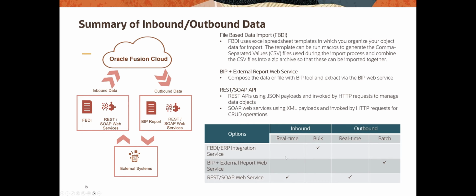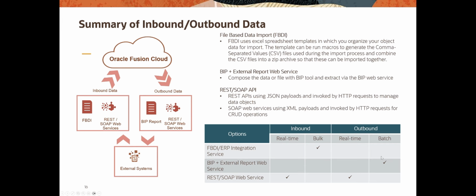Let's have a look at the table. On the inbound side, external systems can send the data into Oracle using three ways. The first one is FBDI, which is a manual process. The second one is ERP Integration Service, which allows us to automate the FBDI imports via SOAP web services. And the third one is to support real-time transactions. We can use the REST or SOAP APIs.